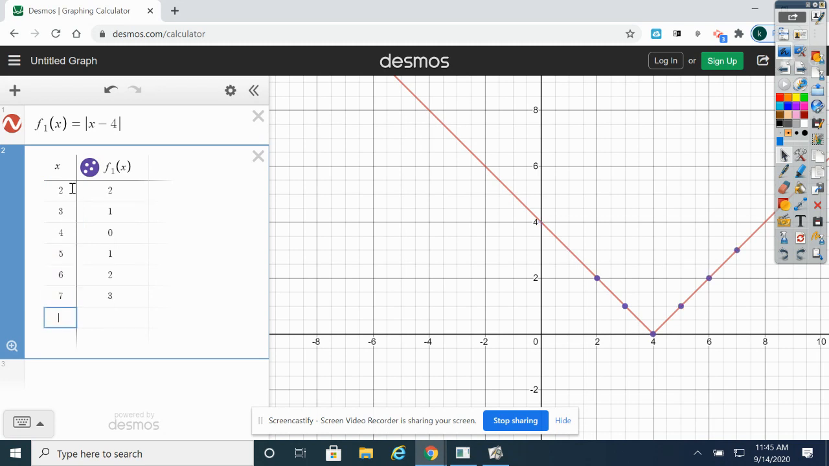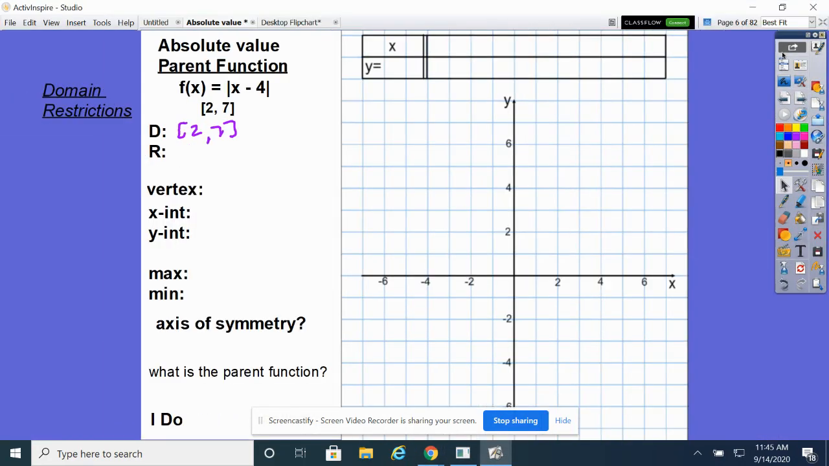Get rid of this one. And now the table updated as well. So let's go update our table: 2, 1, 0, 1, 2, 3. And they wanted us to use, whoa, that's not a 2: 2, 3, 4, 5, 6, and 7. Okay, so the range then will include, remember, we're looking for the lowest number. It looks like it's 0. And then the biggest number here is 3. So we had a range from 0 to 3 in our graph.